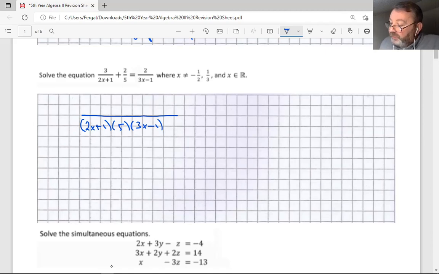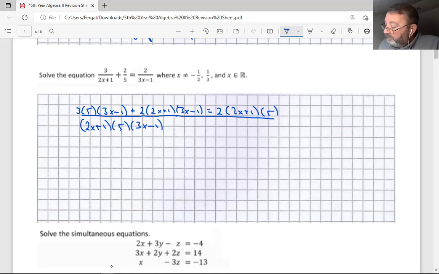So 3 was over 2x + 1. So therefore 2x + 1 has been multiplied by 5 and 3x − 1. So I suppose the easiest way to say it would be that you multiply the 3 by the other 2 denominators. See that? So 3 by 5 by (3x − 1). Put down your plus 2. 2 is over 5, so that means you multiply 2 by the other 2: (2x + 1) and (3x − 1). And then you write down equals 2. And because 2 is over 3x − 1, well then 2 will be multiplied by these 2: (2x + 1) and 5.